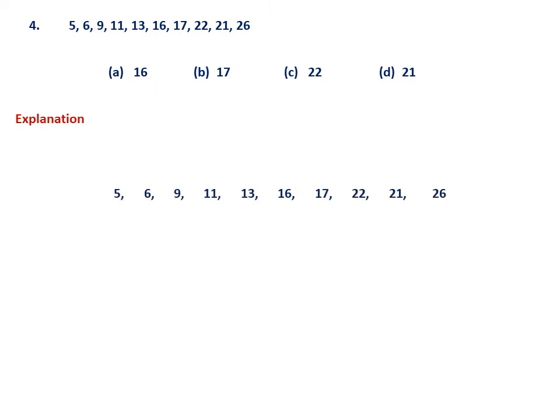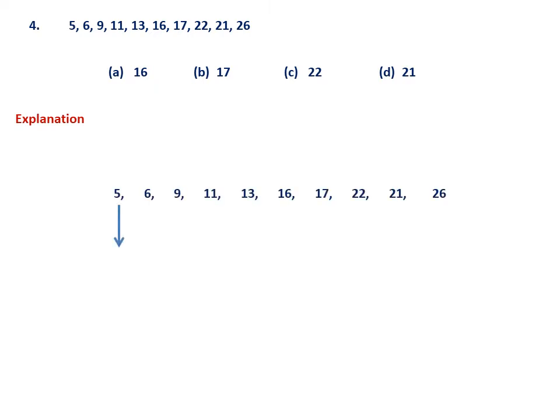Next, fourth question. 5, 6, 9, 11, 13 of course is a big series. So which one does not belong to the group? So here if you closely look at the series, first one is 5, 6, 9, 11, 13, 16, etc. See, this type of question is normally probable. So you have to understand like this.